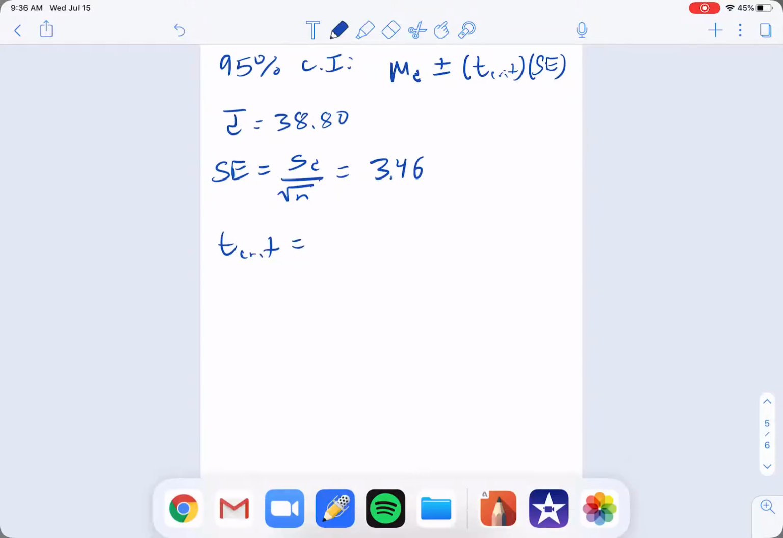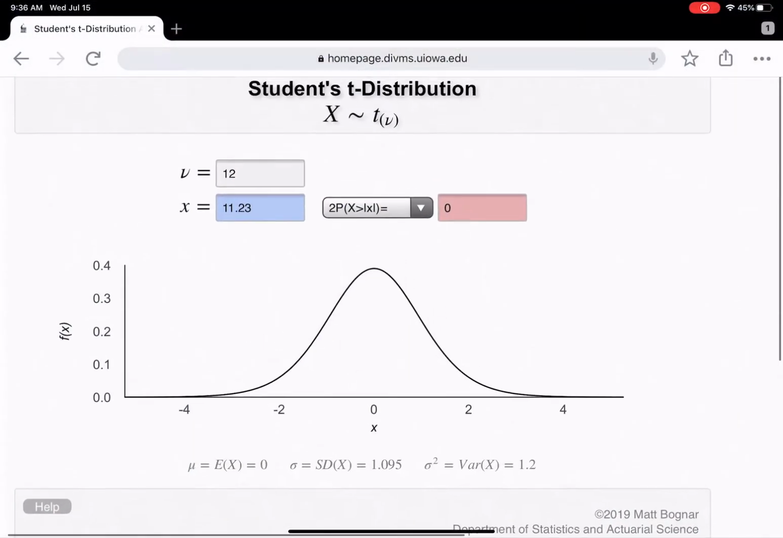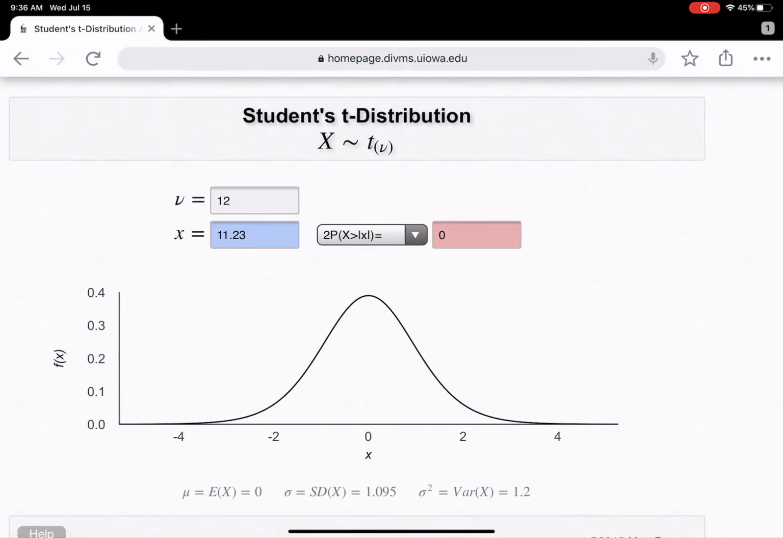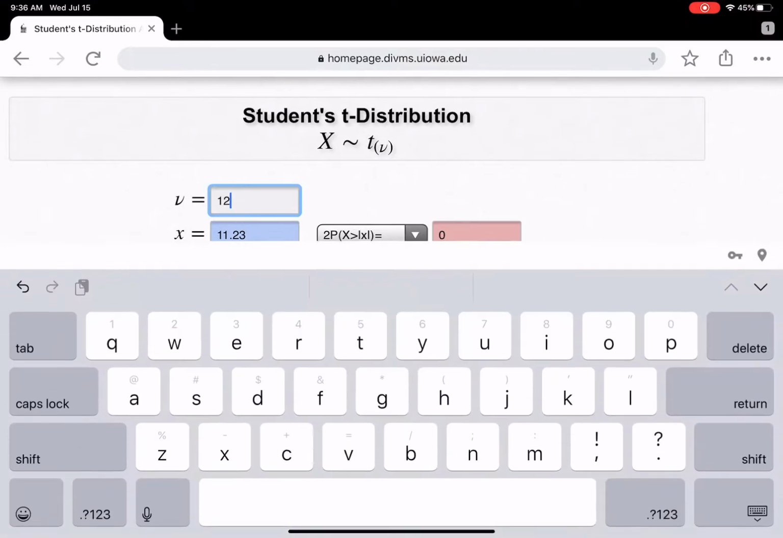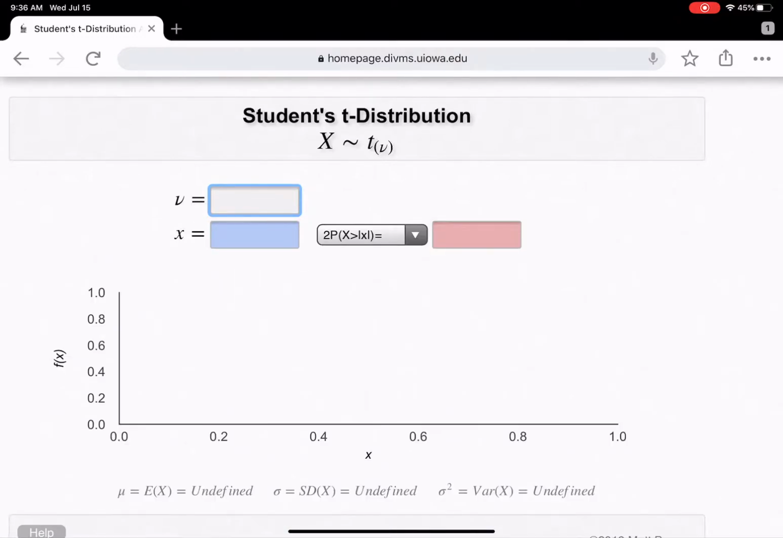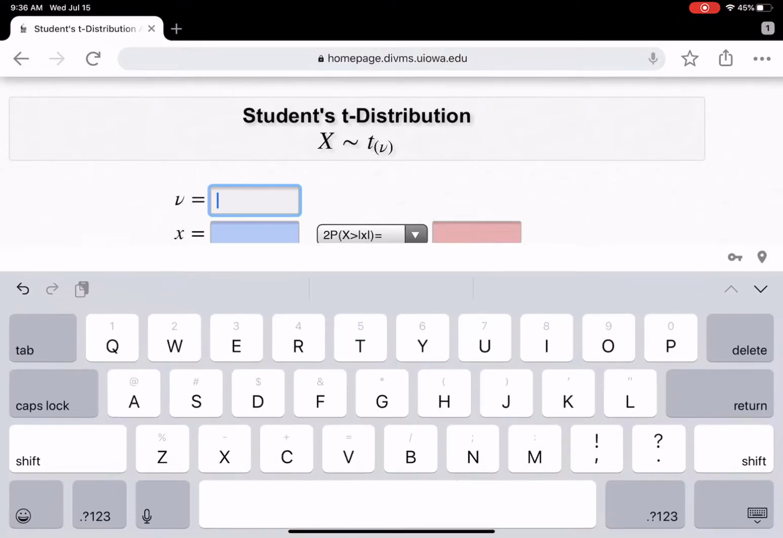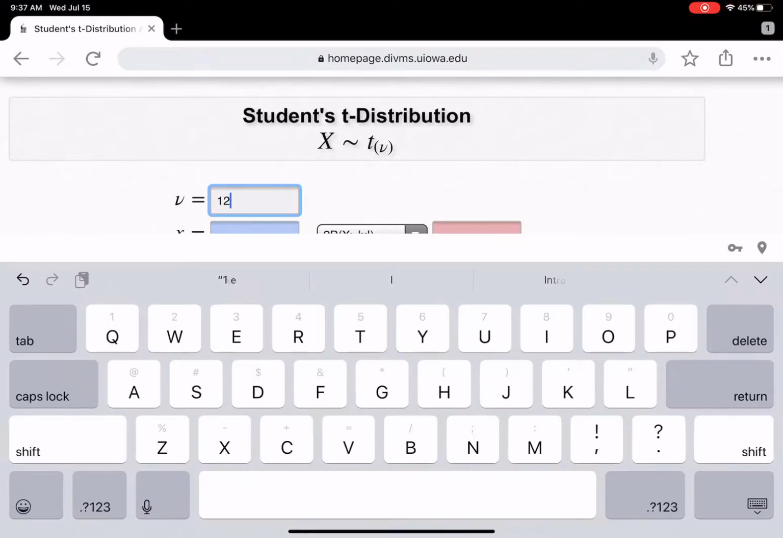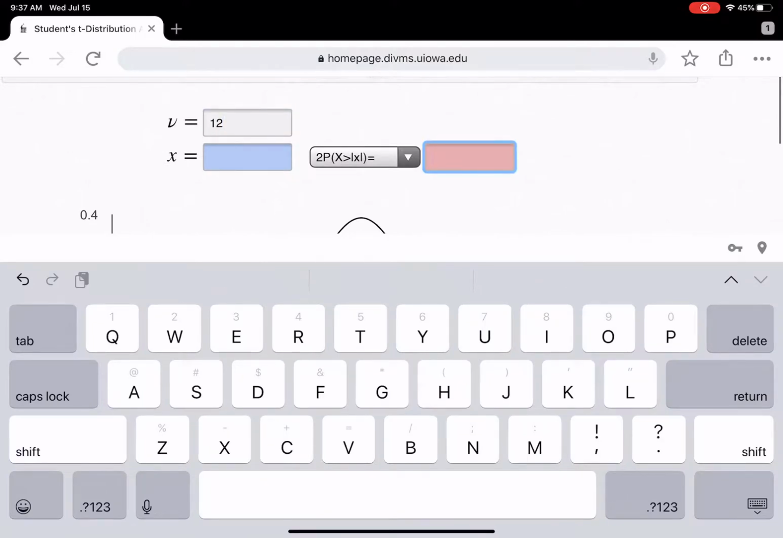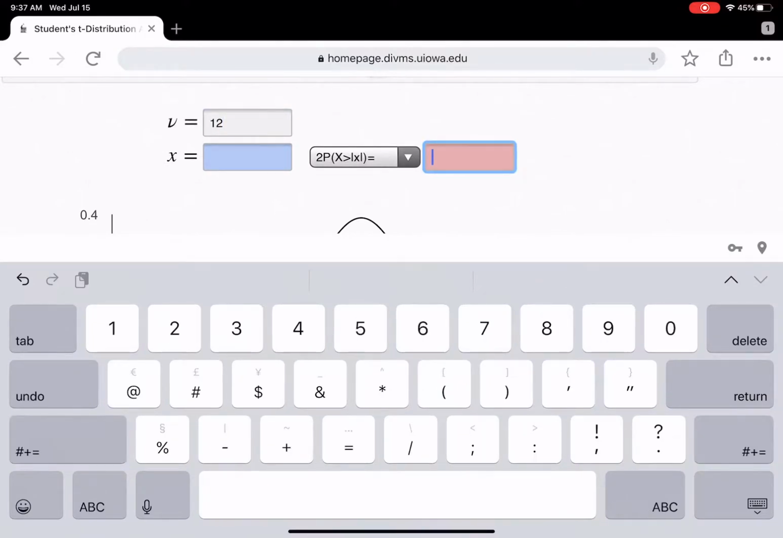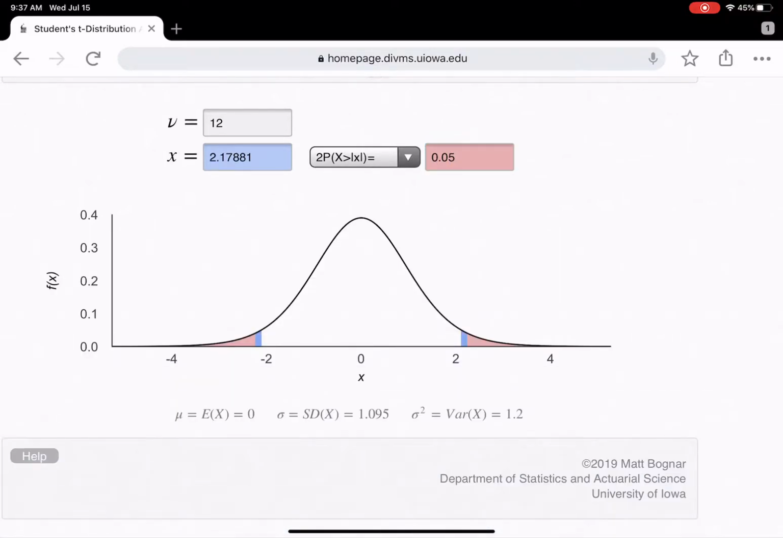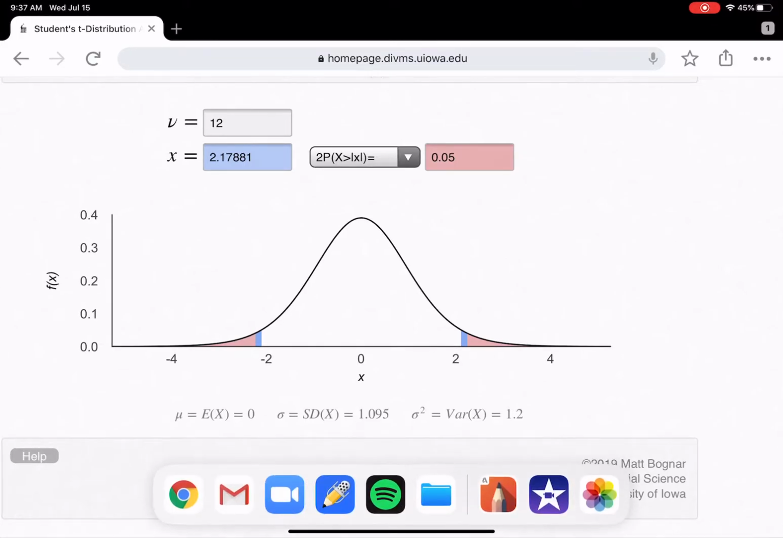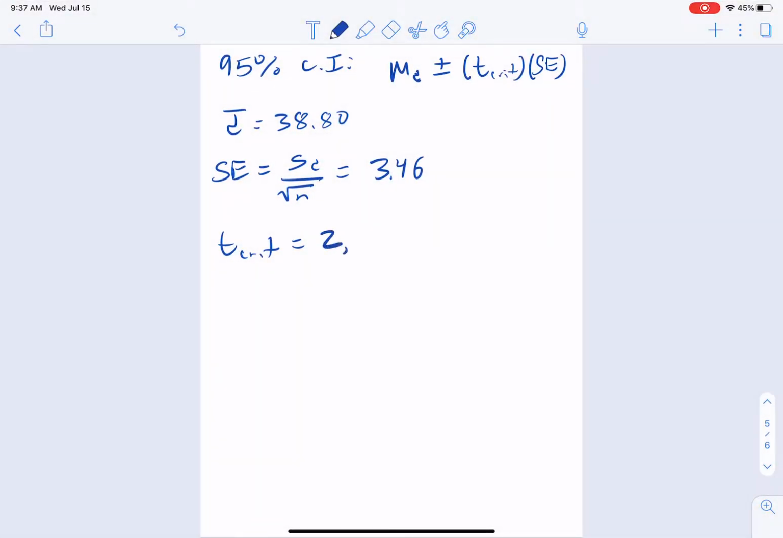So what do we do? Well, we go back to our friend, the t distribution, this little tool that we've got. We've got the degrees of freedom already in there, but let me take it out. Okay, so it's totally blank, right? Our degrees of freedom, we had 13 pairs, so that means our degrees of freedom are 12. Got that. And 0.05 is our alpha, right? And that's going to spit out 2.178, so we'll say 2.18. Very cool.